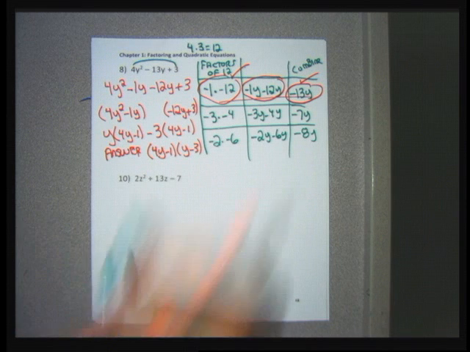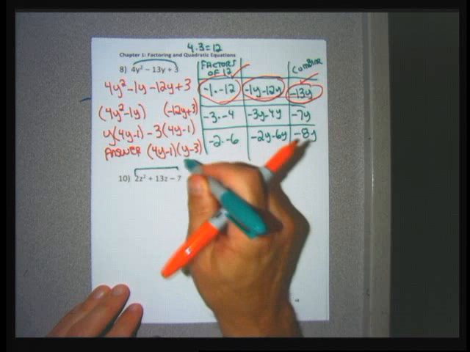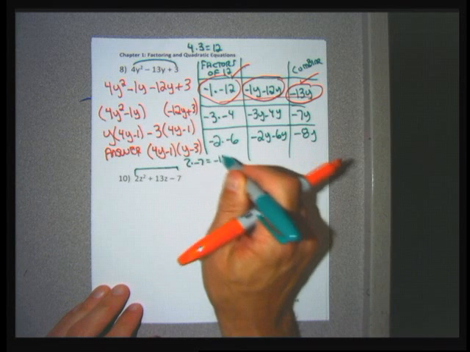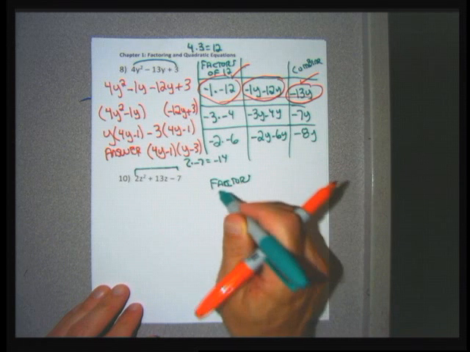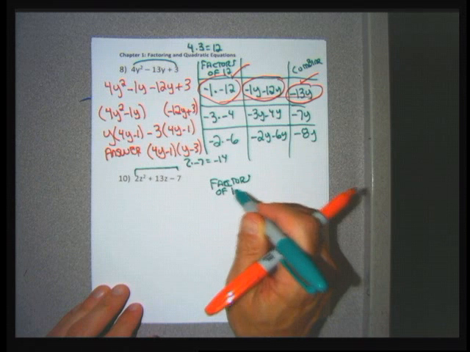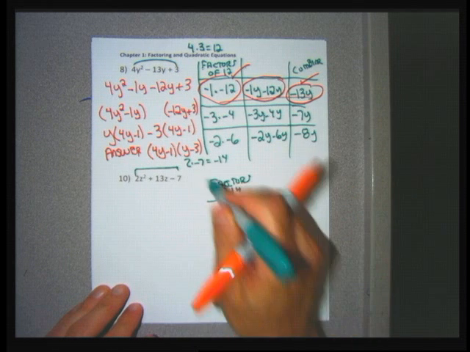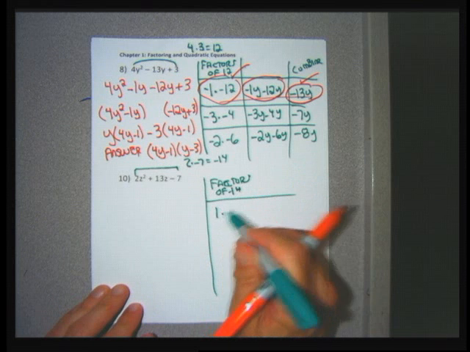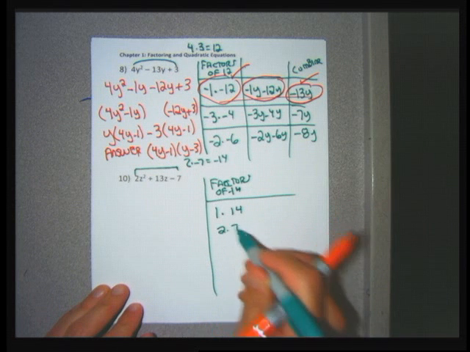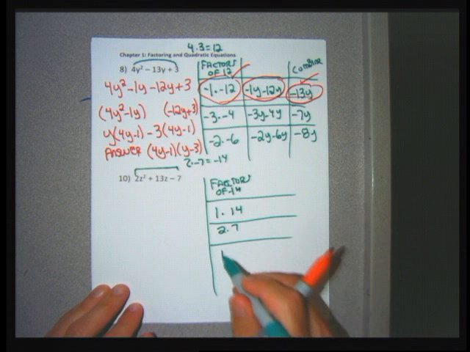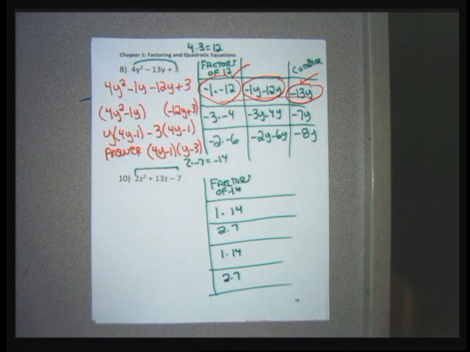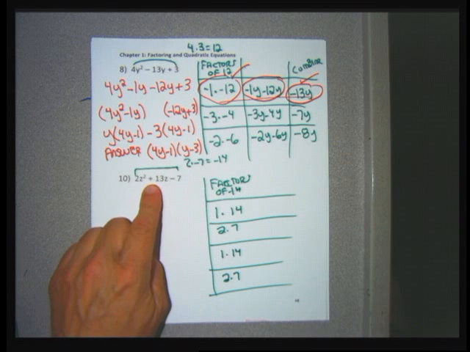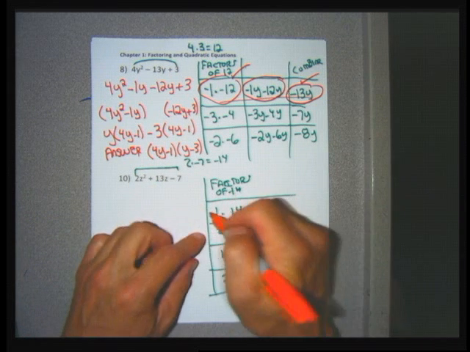For 10, I'll start off multiplying the 2 times the negative 7, and I get negative 14. So now I need the factors of negative 14, which means there's going to be one positive and one negative. If I'm clever, I won't waste time, but if I'm not clever, I'll waste time. So 1 and 14, 2 and 7 are the factors of 14, and then, like I said, because signs are important, you need to get the negative sign in the right place. And in this case, because I'm trying to get a positive 13, the smaller of the factors needs to have the negative sign.